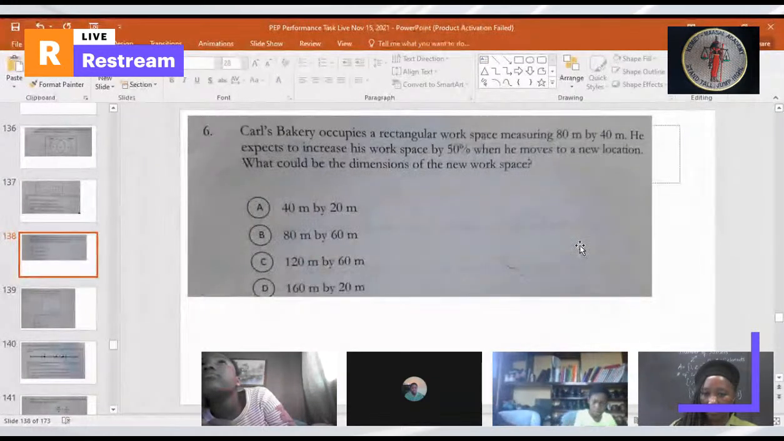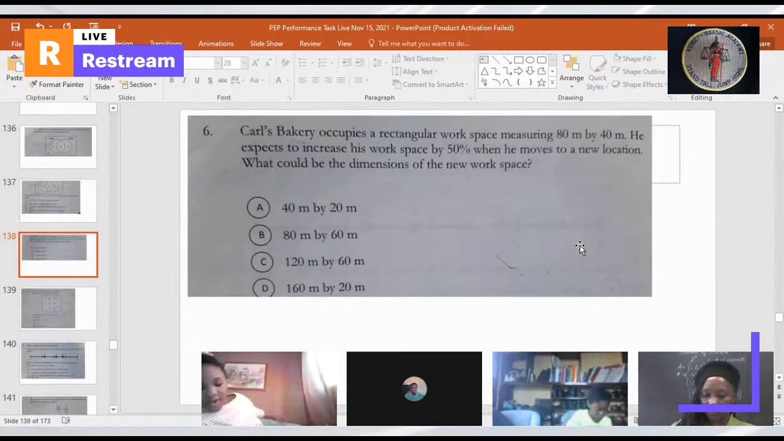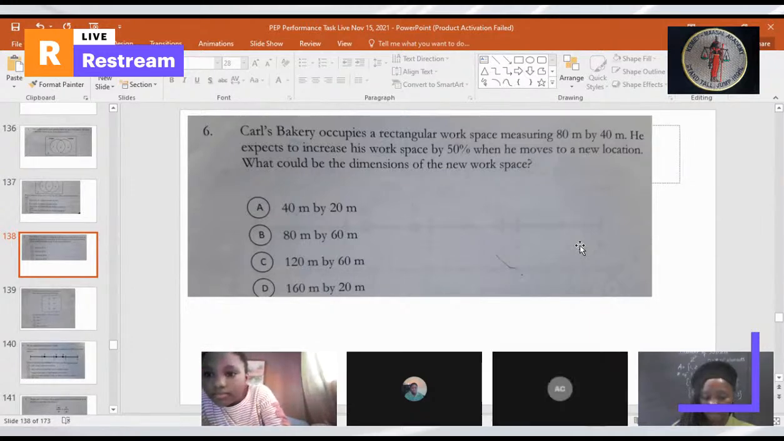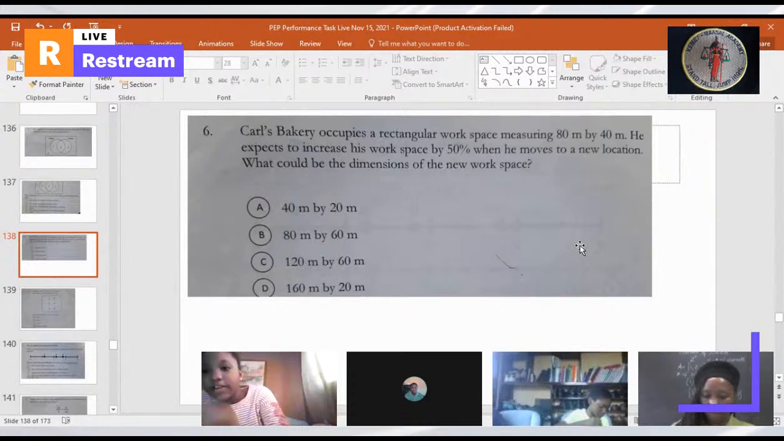So that would be if the lengths are increased by 50%. But let's work out what the area of the original workspace would be. So the original workspace would be 80 times 40. And how much is that? Work out 80 times 40 for me. Miss, I think that's 3,200. Yes, that's 3,200.